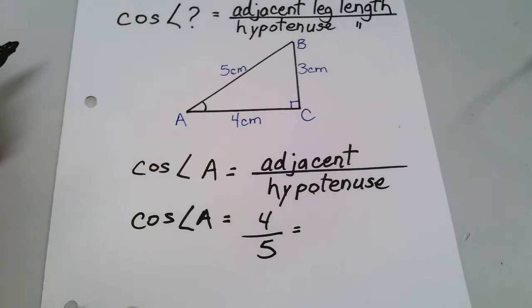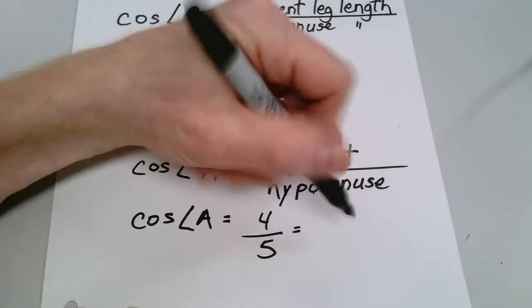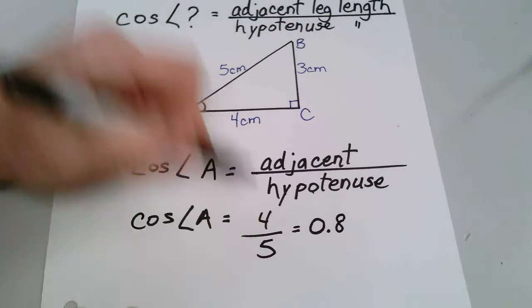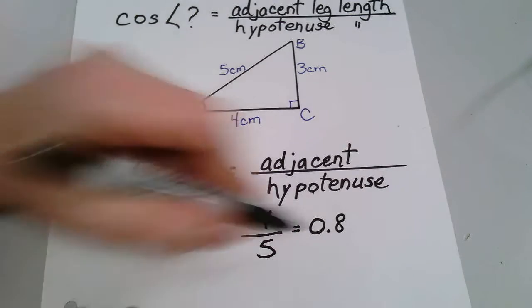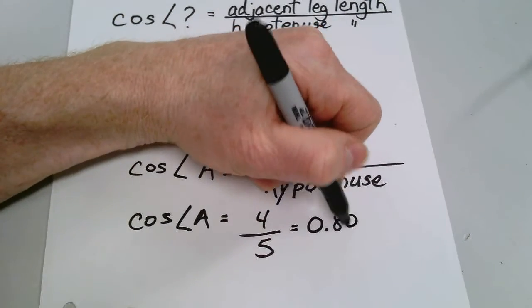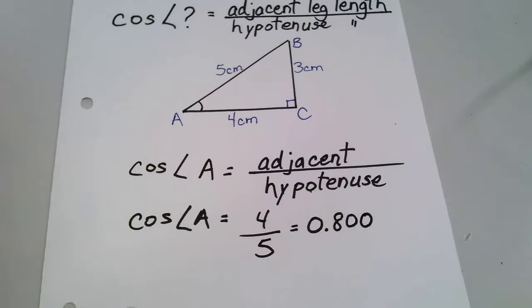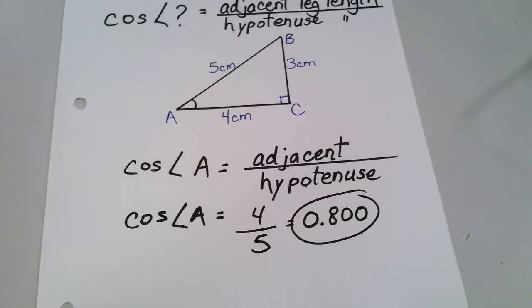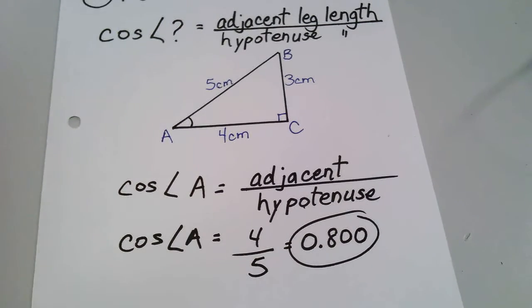Remember what we did for sine? It's the same for cosine. We get the fraction into a decimal, which would be 0.8, because 4 over 5 is the same as 8 over 10, 8/10. And it must be carried all the way to the third decimal place, or the thousandths, and we're done.